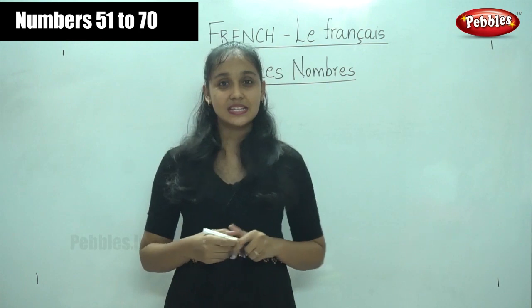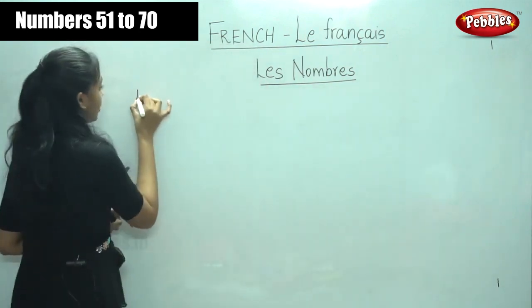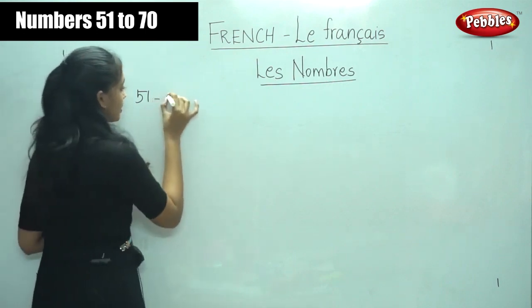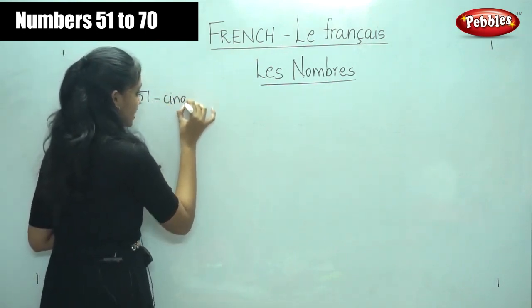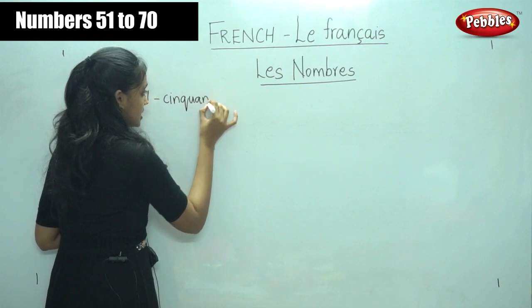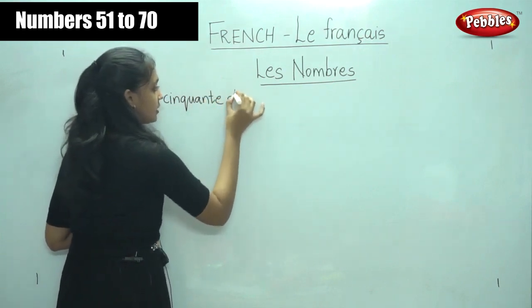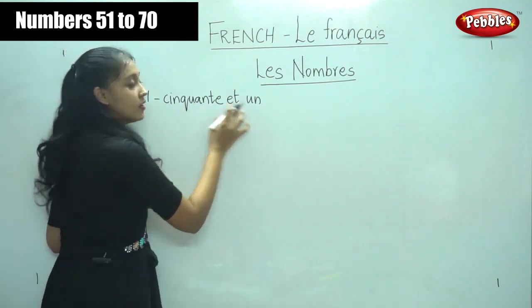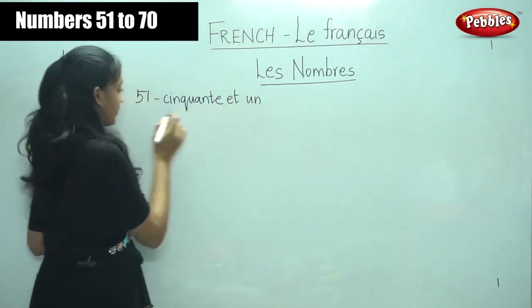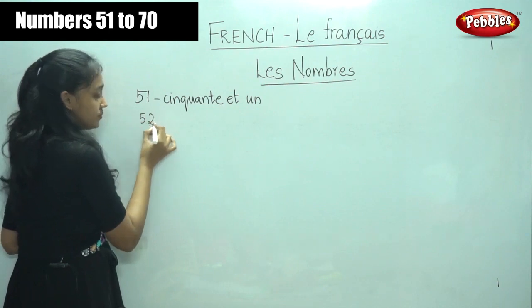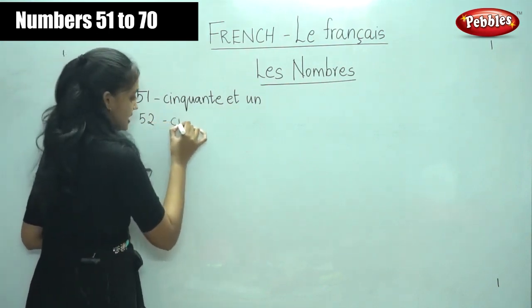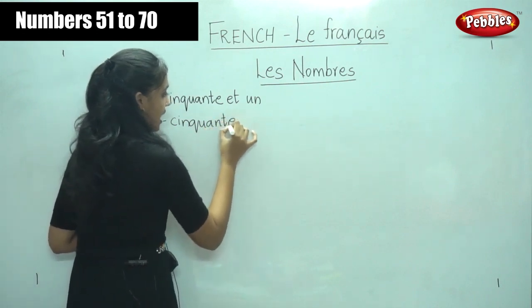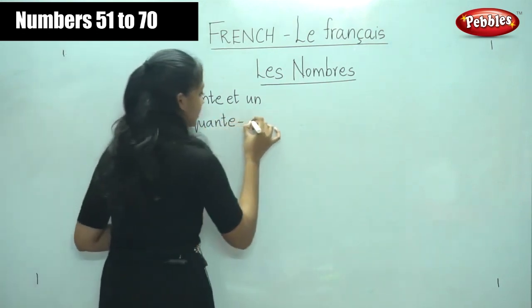Can we write that once again? So, what did we say for 51? 50 and 1. 51. And for 52, it is 50, and for 2 it is the same.